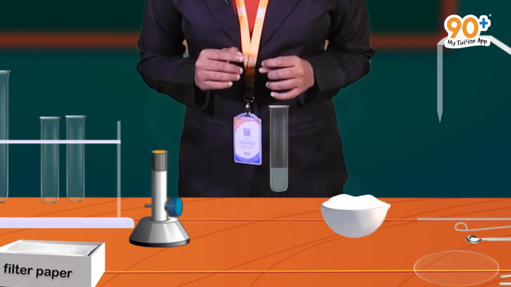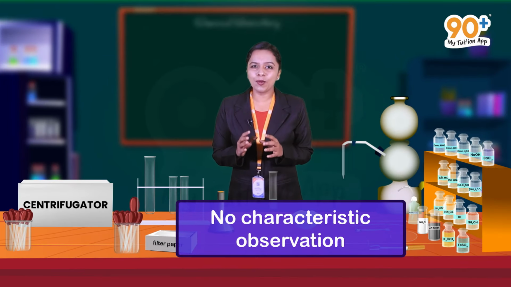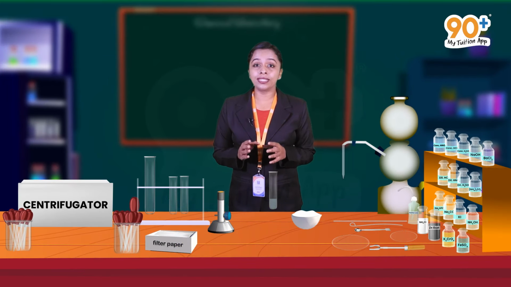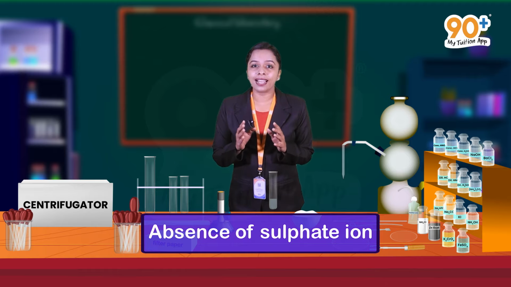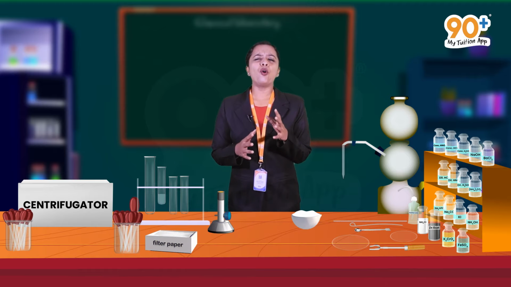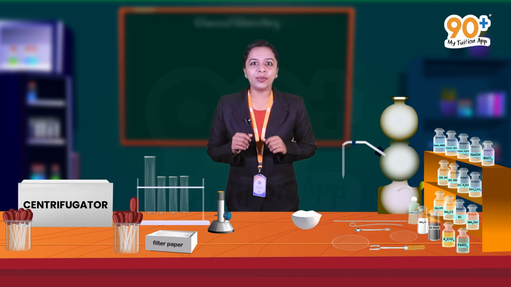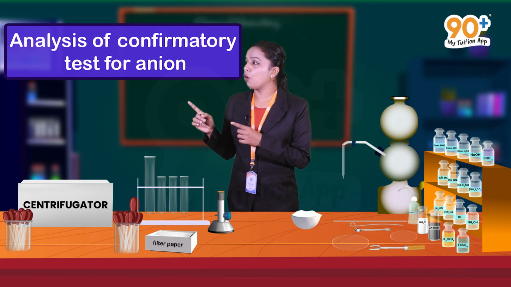No. This means there is no characteristic observation and it shows the absence of sulphate ion. From all these identification tests, we understood that the given salt contains nitrate ion. Now let's conduct the confirmatory test for anion. That is, analysis of confirmatory test for anion.